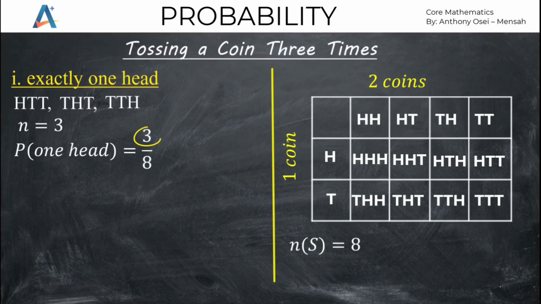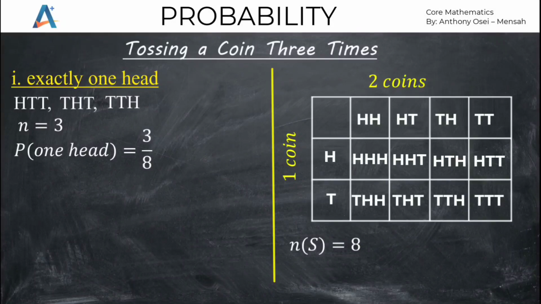Don't forget, the top will be how many you got from what you're looking for, and what is the total from what you want to select. That is how it is. So how many you are looking for will be at the numerator. I'm looking for head, one head, and then any other. So one head, we have three of them qualifying, and then eight of them were supposed to qualify, but only three ended up qualifying. Let's go to II.